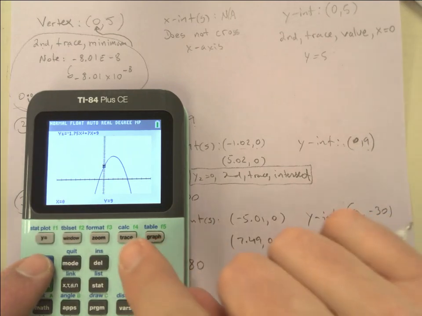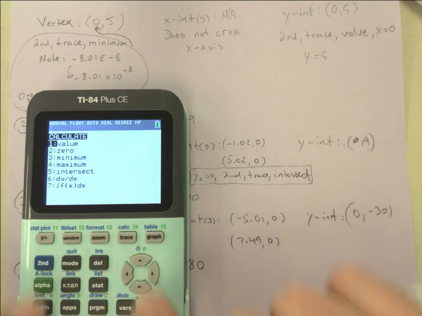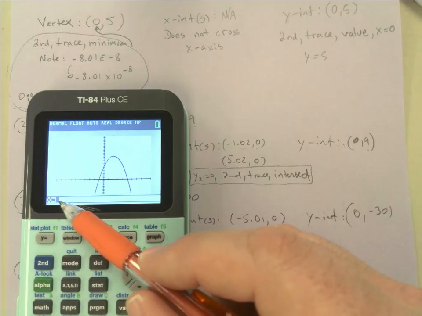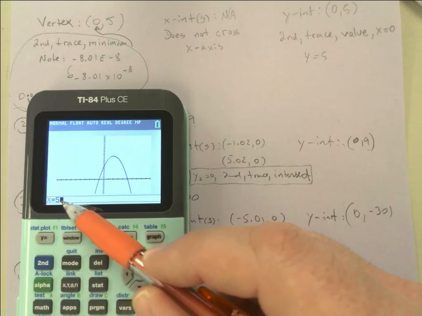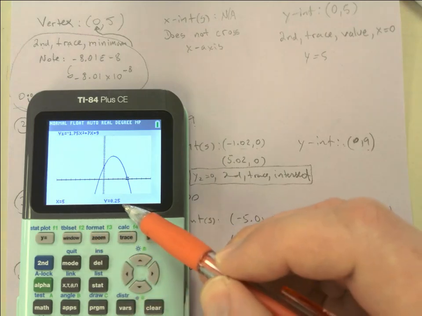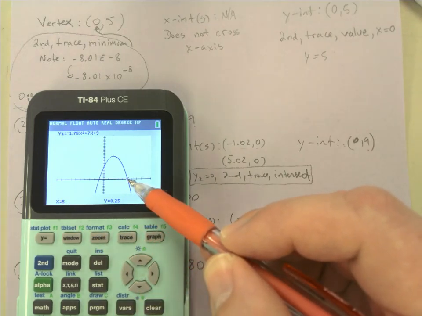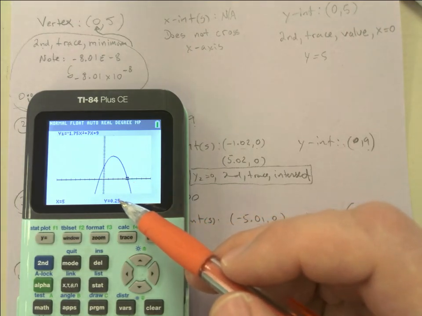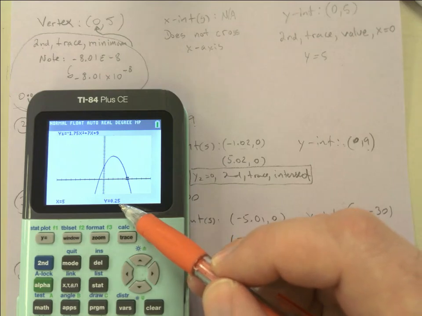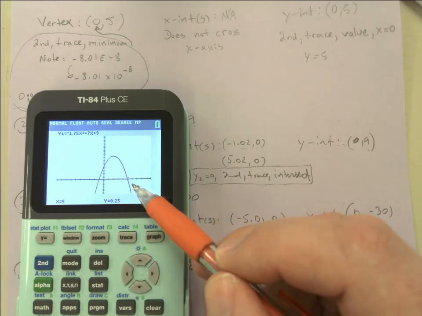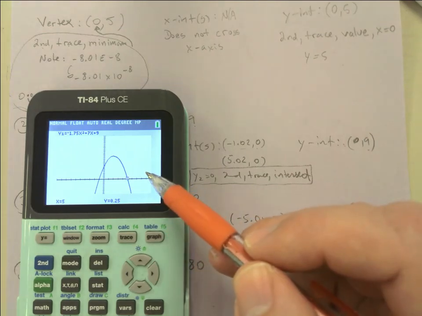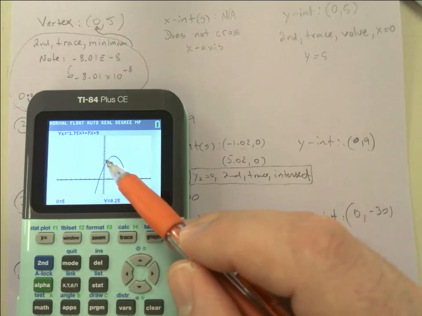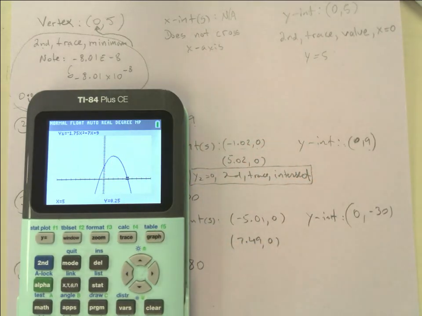By the way, look up here, okay, second trace value. I could type in any value I want. If I go x is equal to 5, y is equal to 0.25. So we're going to use these functions for other things down the road. Like how high is the ball above ground 5 seconds after being thrown? That's what we're going to do later on. Right now we're just focusing on the x-intercepts, the y-intercept, and the vertex because that's all we need to graph. Okay?